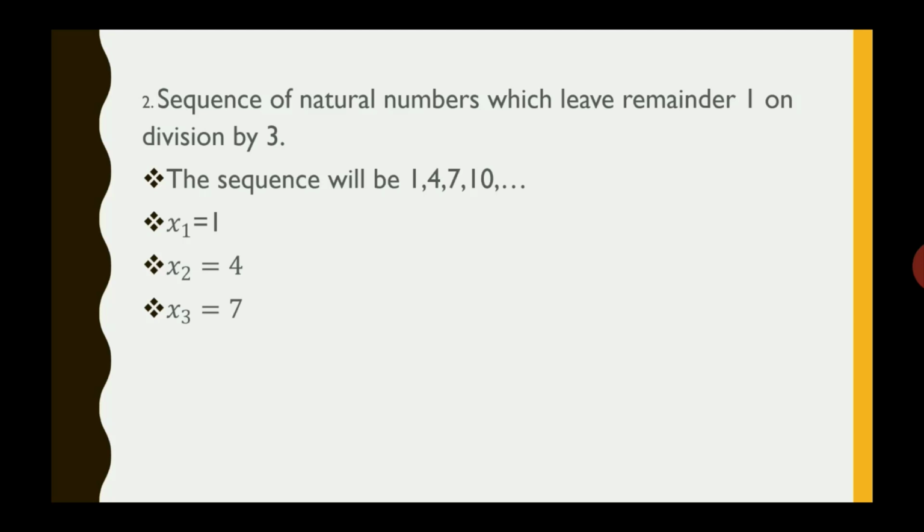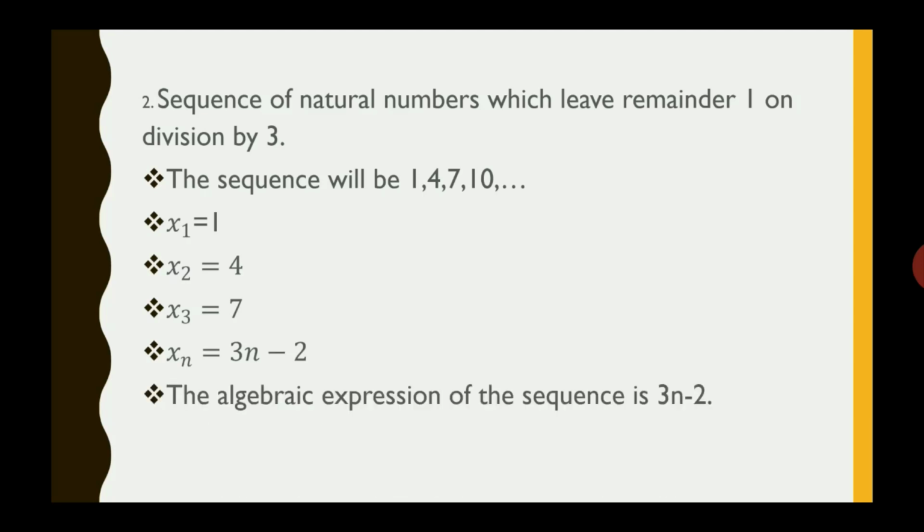So we can see that it is actually 3 times a number minus 2. So xn will be 3n minus 2. That is, if we put 1 in the place of n, we will get 3 into 1 minus 2, which is 1. And if we put 2 in the place of n, we will get 3 into 2 minus 2, that is 4. And similarly, whatever number we take in the place of n, we will get that term. So the algebraic expression of the sequence is 3n minus 2. So we have also got the algebraic expression of the sequence.